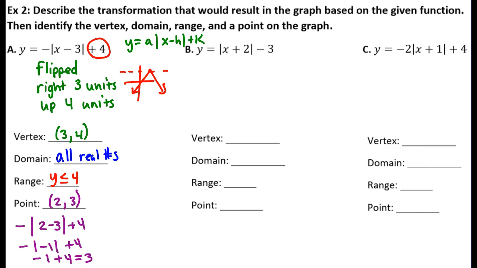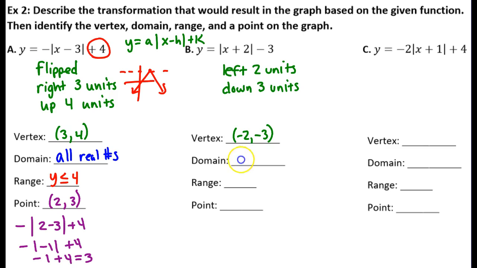In B, here I have y equals the absolute value of x plus 2 and then minus 3 on the outside. So this plus 2 means that I am going to be shifting it to the left 2 units. The minus 3 on the outside means that I'm going to be shifting it down 3 units. My vertex, opposite of the number on the inside, so that would be negative 2, same as the number on the outside, which would be negative 3.